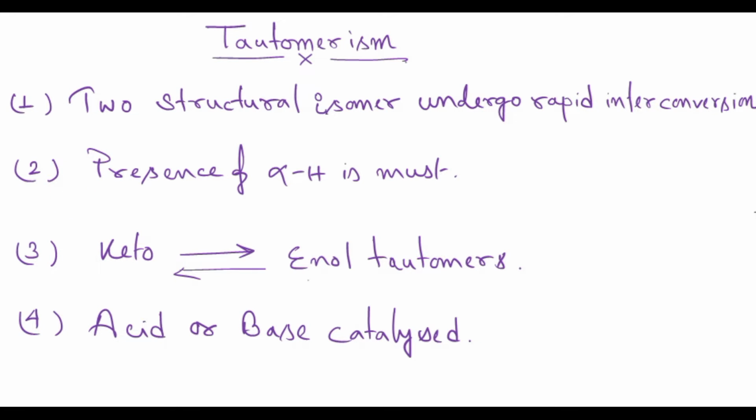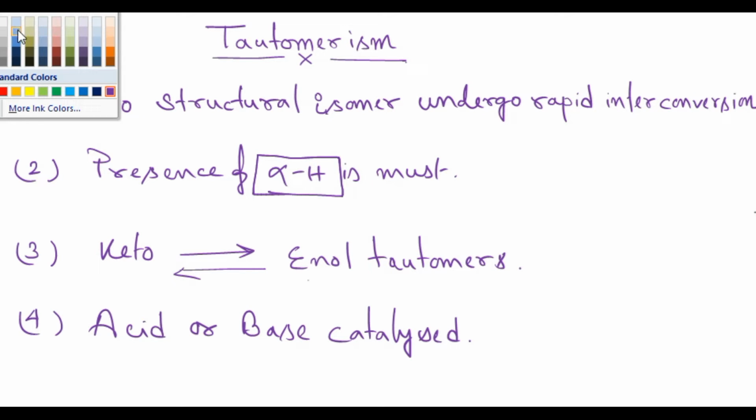Now see, what is the condition for a molecule to show tautomerism? देखिए कौन कौन सा मॉलिक्यूल टोटोमरिज्म शो करता है। टोटोमरिज्म का डेफिनेशन क्या है: two structural isomers undergoing rapid interconversion is called tautomerism. I will show you this in detail, but let's see first. Presence of one alpha hydrogen is a must for a molecule to show tautomerism.